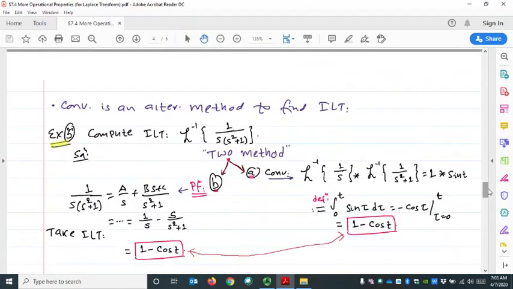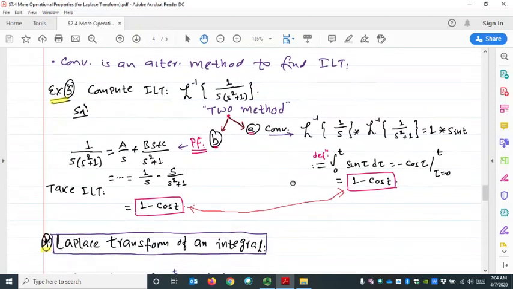So at this time we can ask the question, what can convolutions do for us? The answer is, the convolution is an alternative method to find inverse Laplace transform, and later we will use convolutions to solve integral differential equations. Let's do the first example. Example 5, application of convolution. Let me scroll down. That's good. Compute the inverse Laplace transform of 1 over s times s squared plus 1.